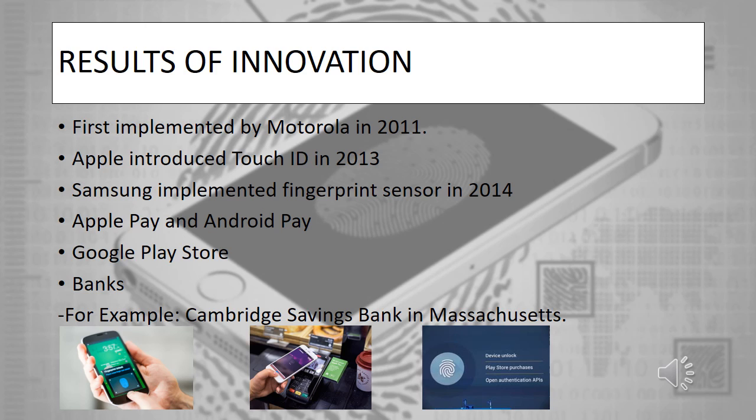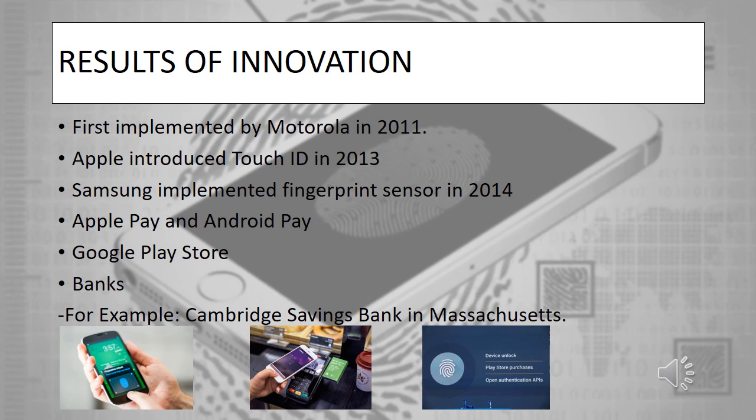Google Play Store uses fingerprint authentication for application, movie, book, and music purchases. It is also used by Apple Pay and Samsung Pay. Apple Pay is a mobile payment service by Apple which allows users to make contactless payments using their mobile devices. iPhone users can hence authenticate themselves by scanning their fingerprint on the phone's Touch ID sensor.